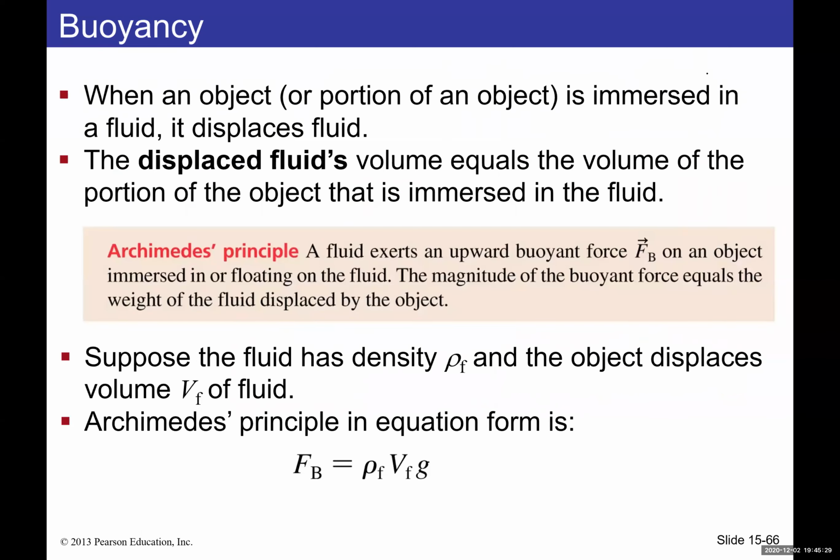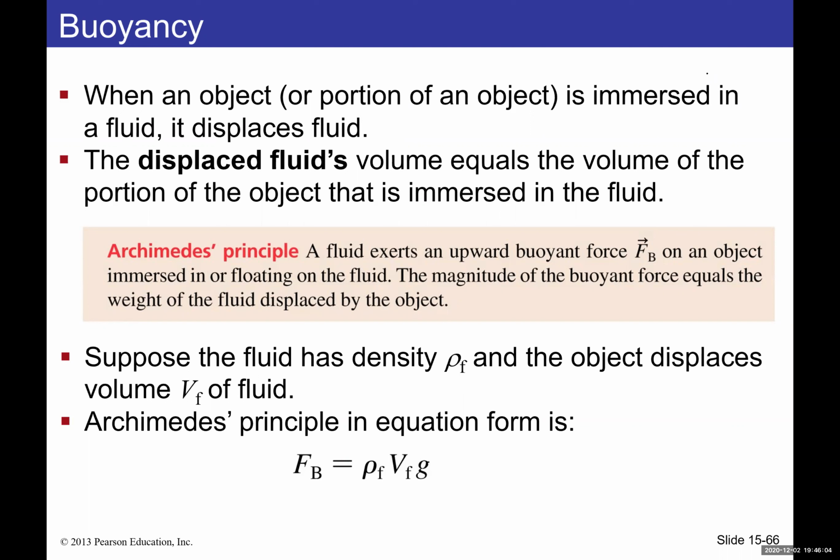Okay. So when the object or a portion of the object is immersed in fluid, it displaces fluid. The displaced fluid's volume equals the volume of the portion of the object that is immersed in the fluid. This was discovered by Archimedes. Archimedes' principle states that a fluid exerts an upward buoyant force F of B on an object immersed in or floating on the fluid. The magnitude of the buoyant force equals the weight of the fluid displaced by the object.